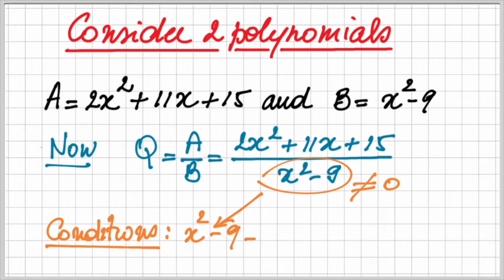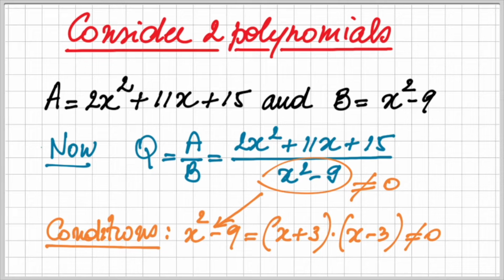So basically from this we can say that x squared minus 9, when you look at the special product formulas, can be written as x plus 3 times x minus 3, and it should not be 0. So basically either of these terms cannot be equal to 0. From this we can say that x cannot be equal to plus or minus 3.